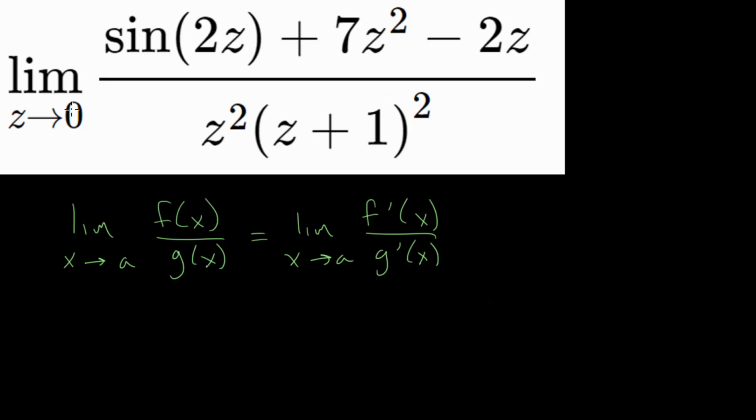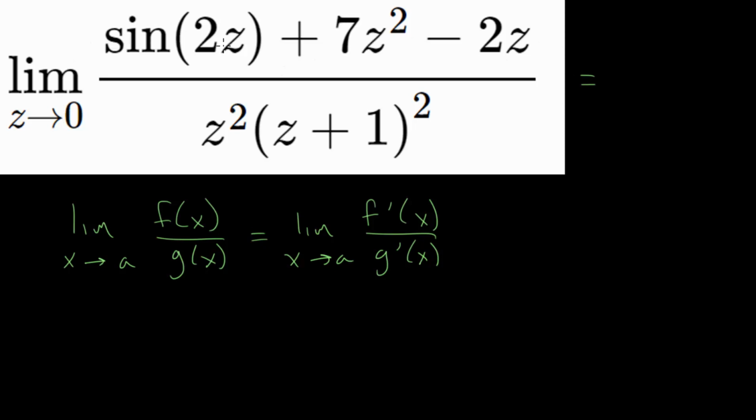Now, sometimes you need to apply L'Hopital's rule several different times. So if we get another indeterminate form after taking the derivatives and plugging in the z value of 0, then we can just apply L'Hopital's rule again and repeat the process. Plug it back in and see if we still get an indeterminate form or if we actually get back some type of answer. So we can start by just plugging in z is equal to 0.